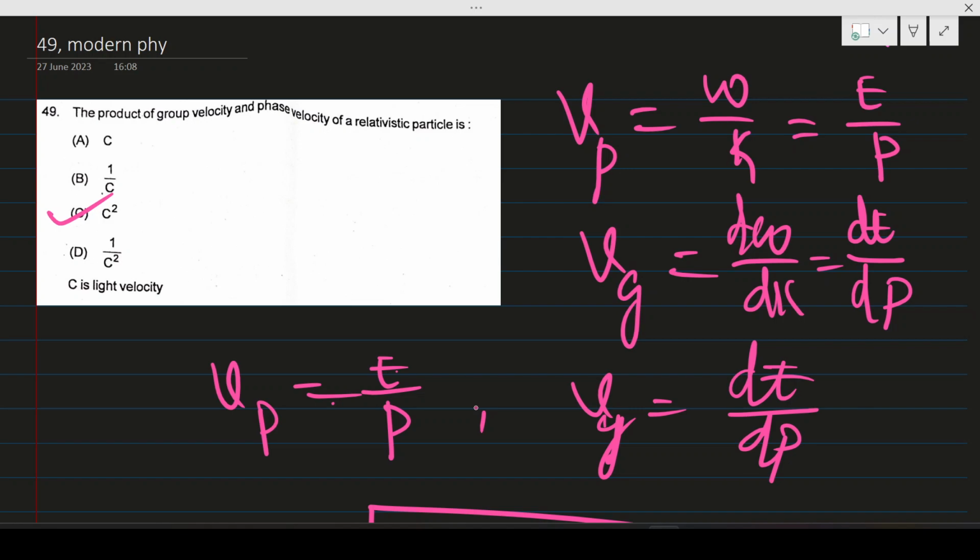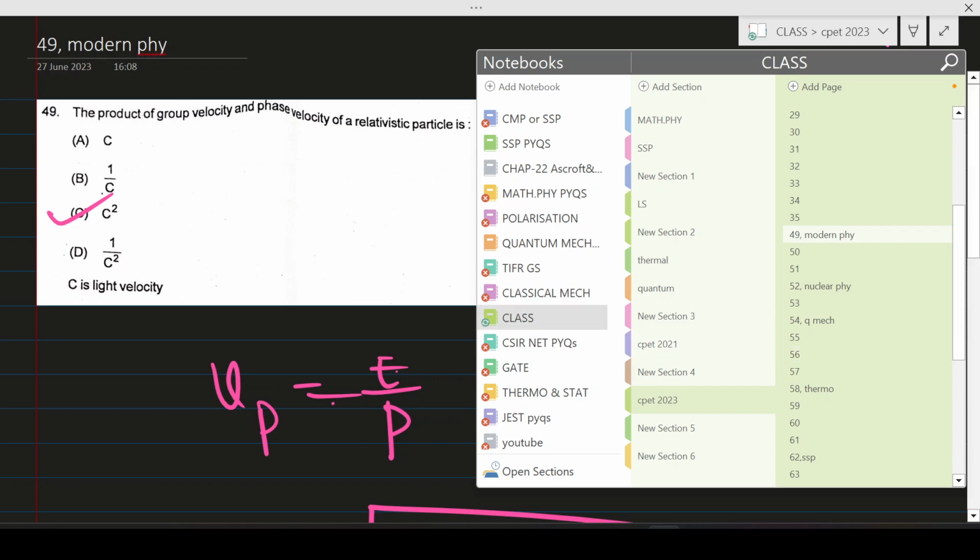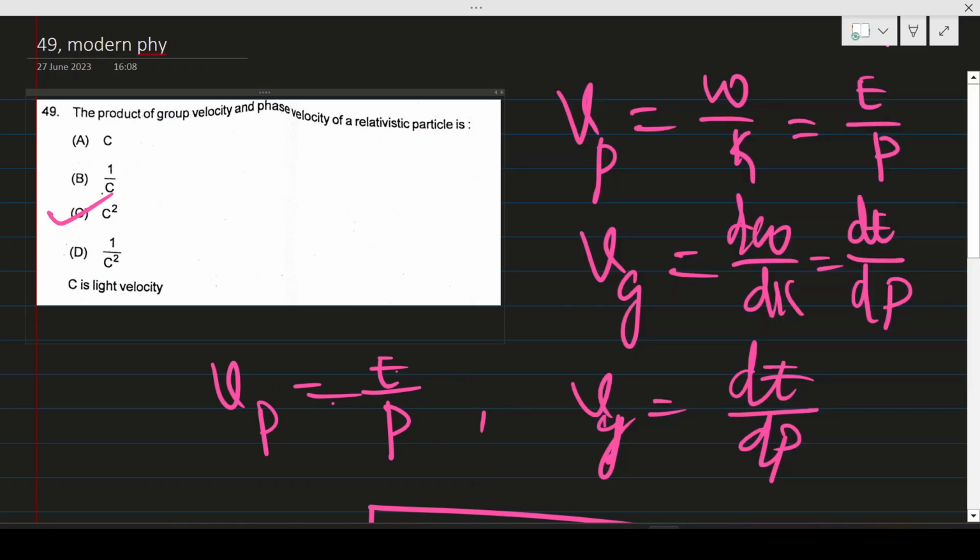Okay. So from 49, there are three or four topics. From 49 to 52, there is a modern physics question. From 52 to 54, there is a nuclear physics question. From 54 to 57, there is a quantum mechanics question, and from 58 to 61, there is a thermodynamics question. So we will solve these questions in this video.